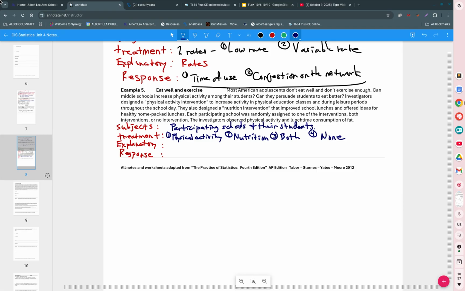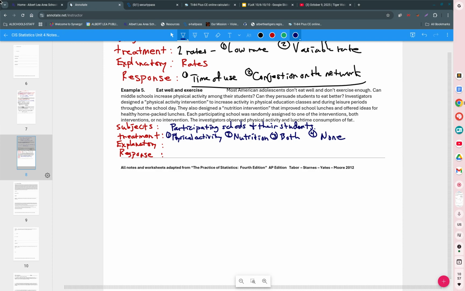Let's write that. Okay, my goal is to not trick you. I pulled this one from the book, but I do think it gives, and I understand why they did it. The subjects, how many people said students? I get why you said students, but did they randomly choose the students or did they randomly choose the schools?